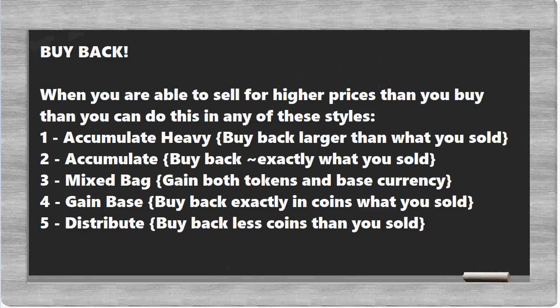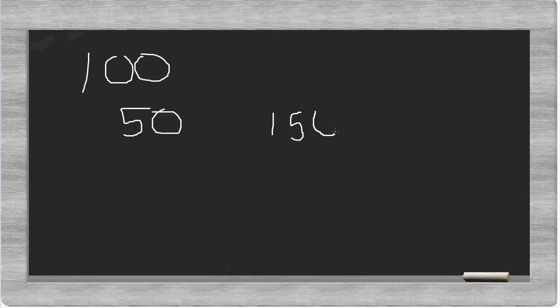Let's talk about the mixed bag, where you gain both tokens and your base currency. So I'll go through similar examples like before. If you sell 100 at 1 unit, you're going to have 100 back. Price action comes in at, say, 0.50. It's down 50%. Big situation here. If you wanted to buy it all back for a complete regular accumulation, you buy 200 tokens. And in this situation, maybe you buy 150, 140, 170.